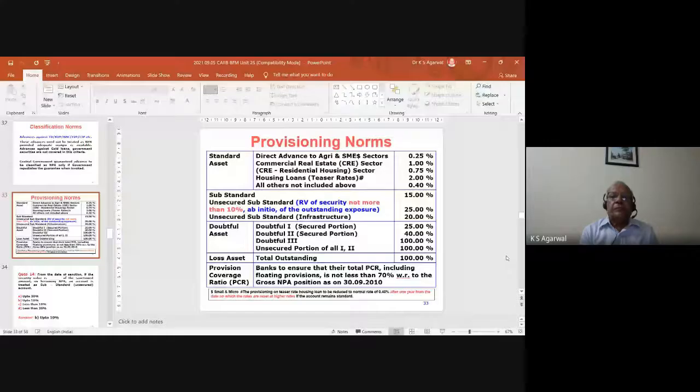I'm again repeating. The normal rate will apply after the rates are reset to normal rates after 12 months from this date. Now, I give you an example. Suppose I sanction a housing loan today at a teaser rate for 1 year. After 1 year, I reset to normal rate.